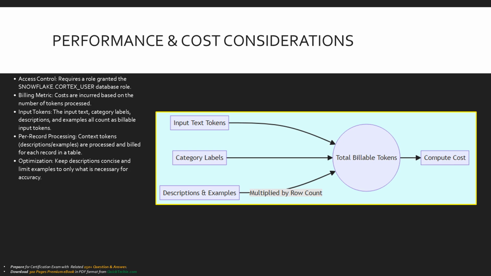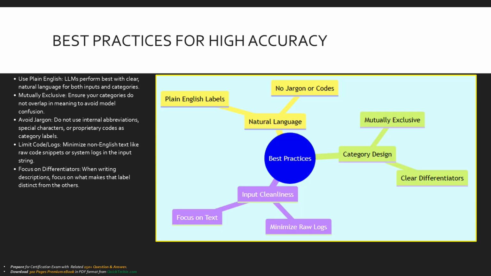Your total billable tokens are a sum of the input text, the category labels, and your descriptions and examples. Notice the critical detail on the third path. The metadata tokens are multiplied by your row count. This visual serves as a reminder to balance the richness of your prompts with the scale of your dataset to maintain optimized compute costs. To guarantee production-grade results, you must follow these prompt engineering best practices.